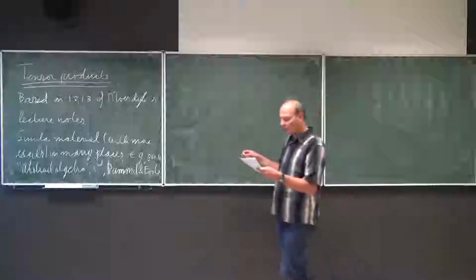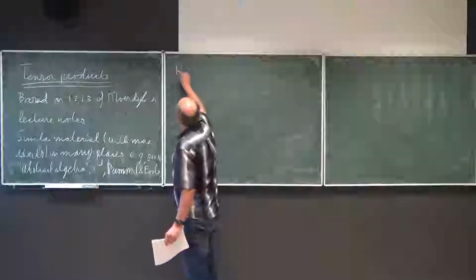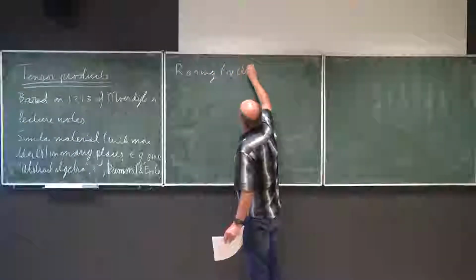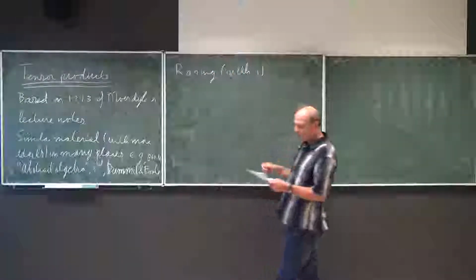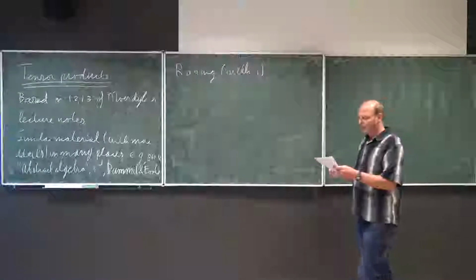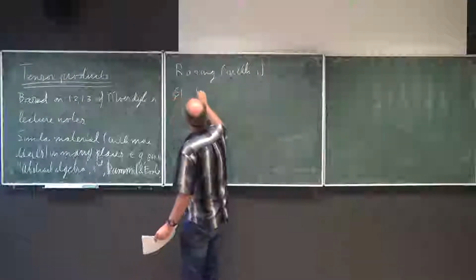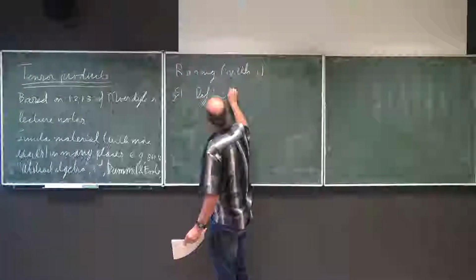Let me state a convention. R will always be a ring, and we always assume that it has a 1. So we start with section 1, the definitions.